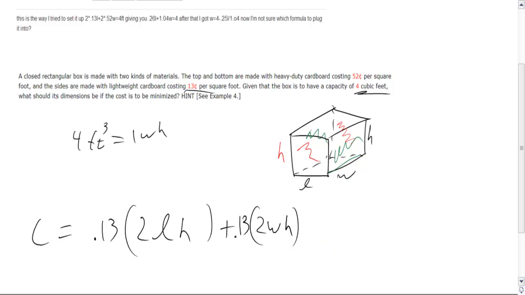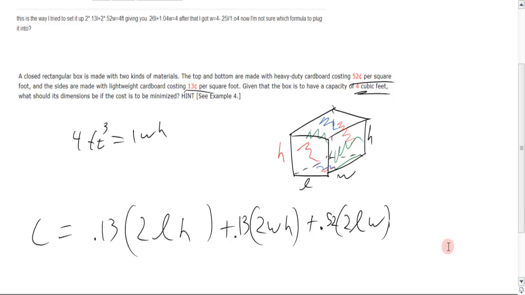Now, for the top and the bottom, this is the expensive part. We need a more heavy-duty type of material for the top and the bottom of the box. The math is still the same though. The surface area is going to be length times width, and we need 2 of those. Instead of costing us 13 cents per square foot, this one's going to cost us 52 cents, so 0.52.